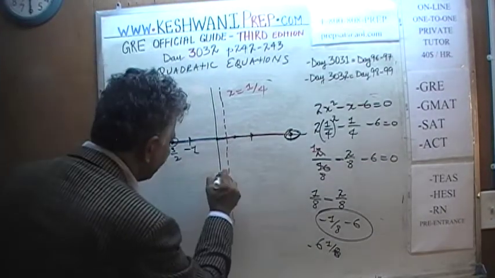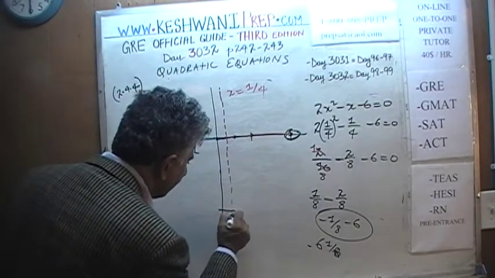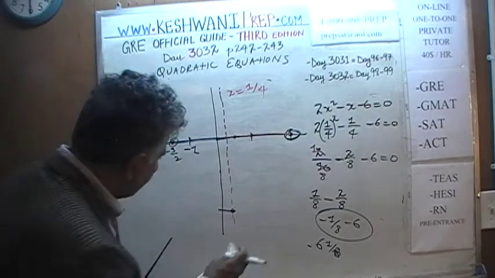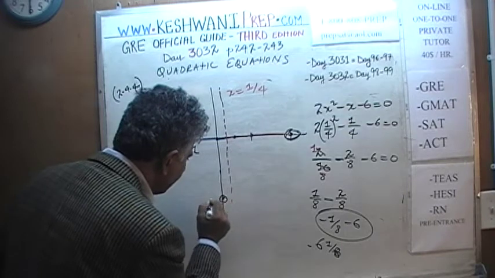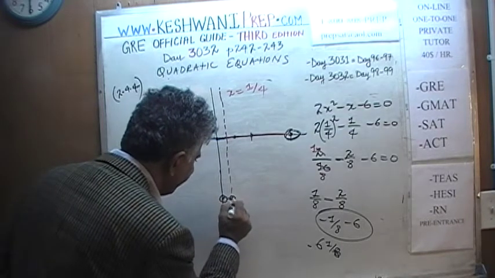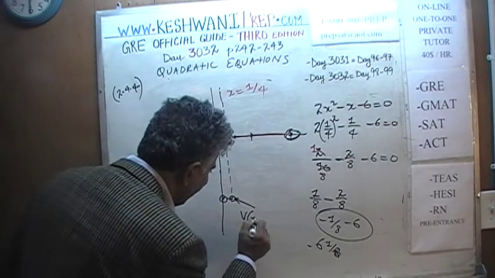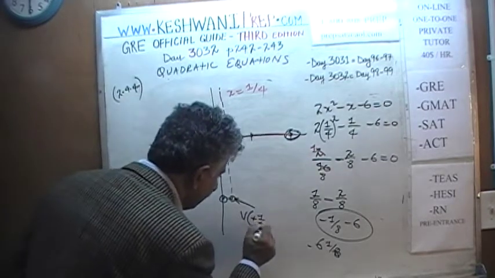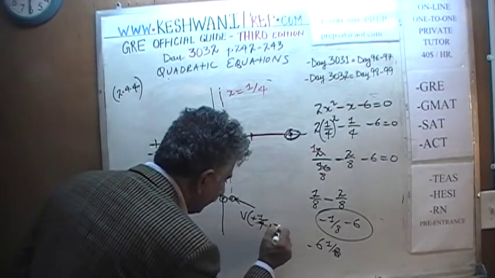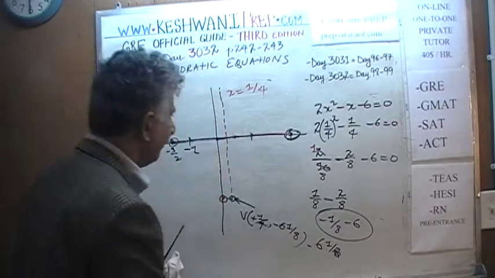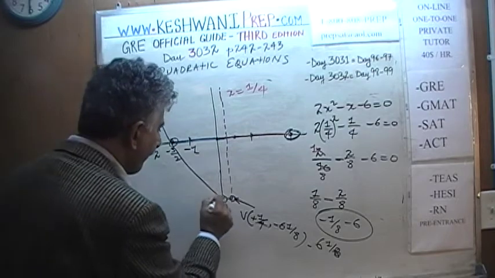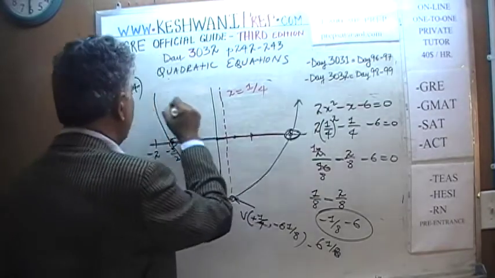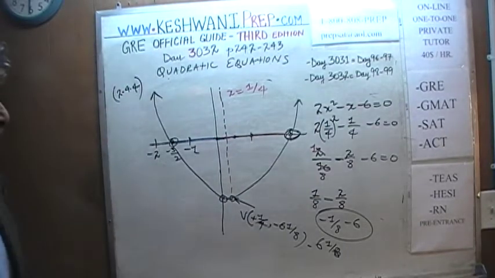There we go. Right here somewhere, let's call it. I should have drawn this. Just pick any point here and let's just call it right here. The vertex is positive 1 quarter and negative 6 and 1 eighth. Voila. And those are our x-intercepts. There is a parabola. I'm doing it in a hurry so it does not come out very clean, but that's your parabola.